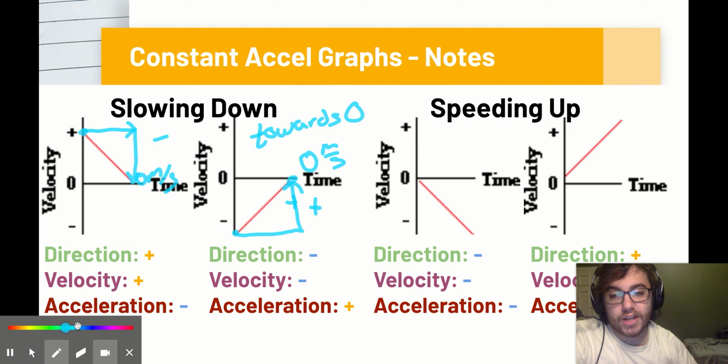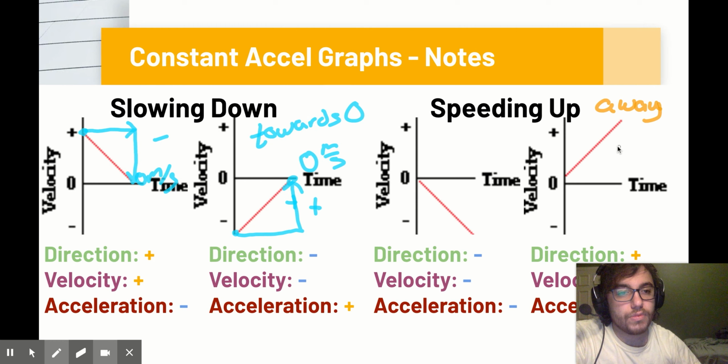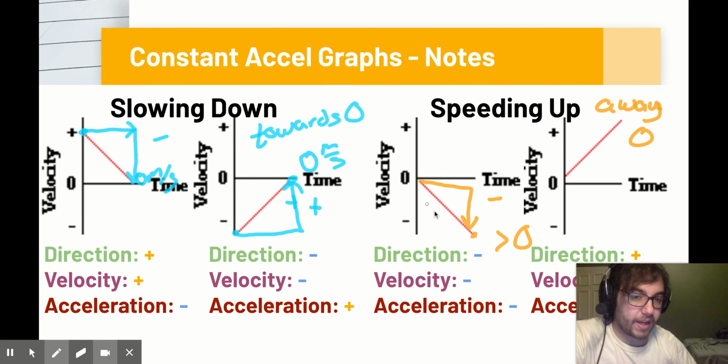And then I'm going to change colors. And we'll say away from 0. Away from 0 means it's speeding up. You see how it starts at 0, and by the end, we're at something greater than 0. Same here. The slope, in this case, is negative, which gives us all of these different values. Velocity is on the negative side of the axis. Direction is negative because we have a negative velocity. And acceleration is negative because this slope is negative. Here it's just the opposite, where everything is positive.